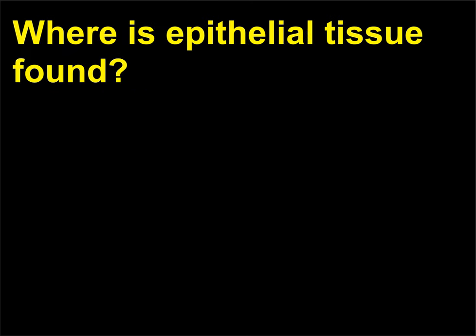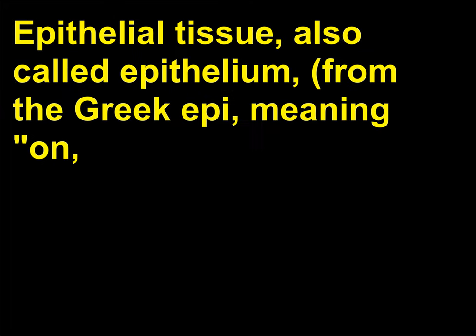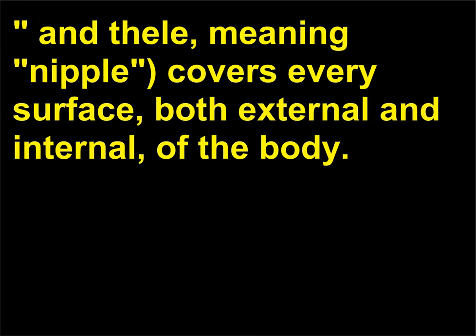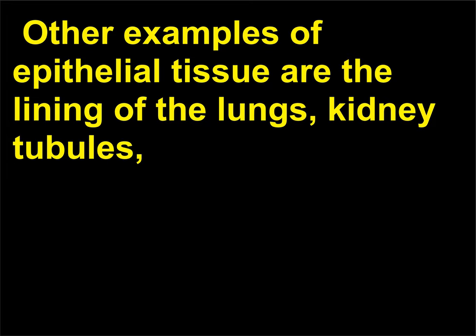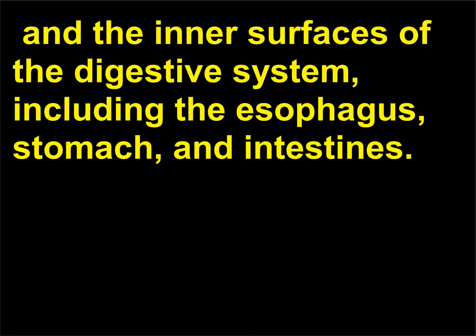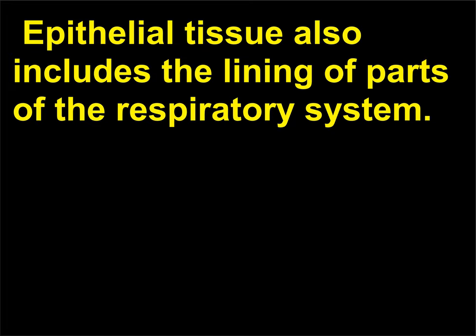Where is epithelial tissue found? Epithelial tissue, also called epithelium, from the Greek epi, meaning on, and thelē, meaning nipple, covers every surface, both external and internal, of the body. The outer layer of the skin, the epidermis, is one example of epithelial tissue. Other examples of epithelial tissue are the lining of the lungs, kidney tubules, and the inner surfaces of the digestive system, including the esophagus, stomach, and intestines. Epithelial tissue also includes the lining of parts of the respiratory system.